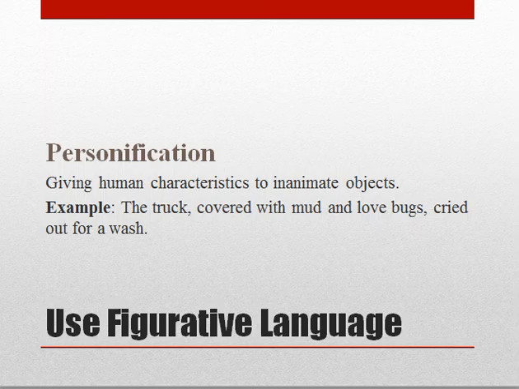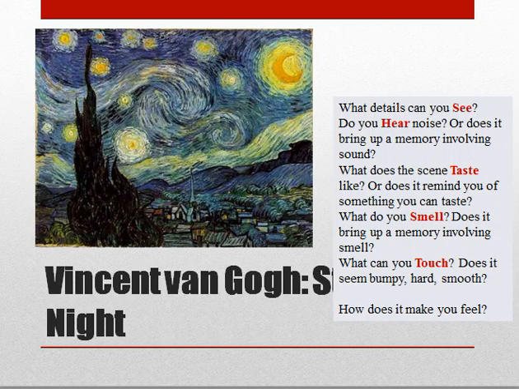Personification, that's another example of figurative language. It's giving human characteristics to inanimate objects. So here's an example. The truck, covered with mud and love bugs, cried out for a wash. So we know the truck is an inanimate object. It can actually have human qualities like crying. So that's personification. So let's look at an example of how to analyze a painting for sensory details.